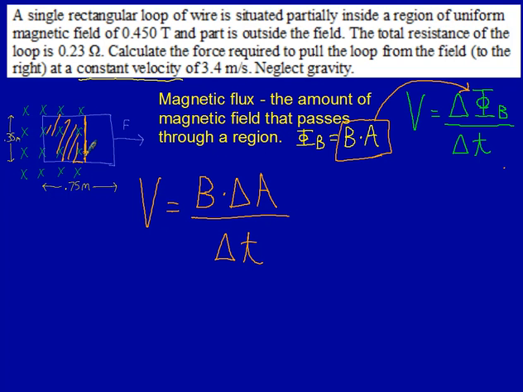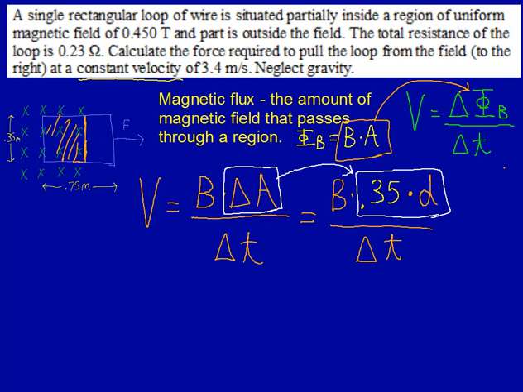So I rewrote this as V equals B times delta A, the change in area, divided by the change in time. This is a really important step. So if you can see this, that'll do you well. It's how quickly the amount of area is changing in this rectangle every second.